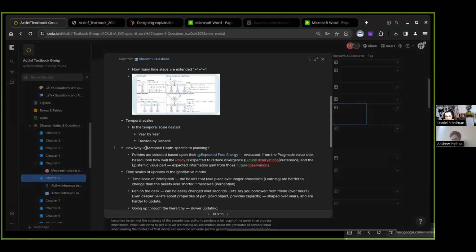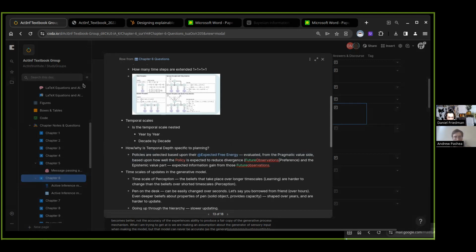How or why is temporal depth specific to planning? In planning as inference, policy selection as inference, you're selecting or sampling from policies based upon their expected free energy. In order to plan over a given time horizon and actually evaluate the playouts, you need to have a temporal depth of that amount.